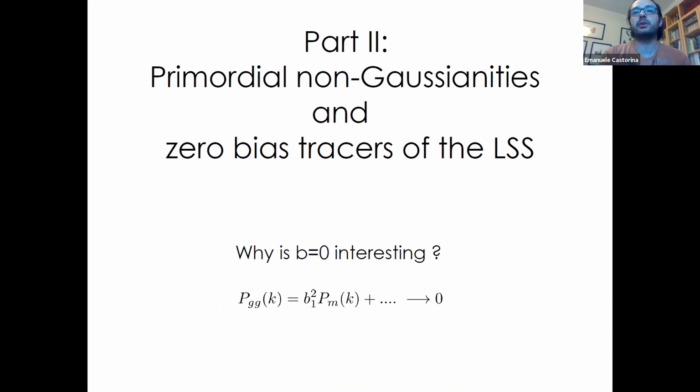Okay, so the last part of the talk is a more speculative idea, which is why maybe to measure primordial non-Gaussianities, it's better to see nothing rather than something. And so we would like to make the case for tracers which have actually zero clustering on very large scales. And why is this interesting? Because as I was saying before, in the limit where B goes to 0, the power spectrum itself goes to 0.